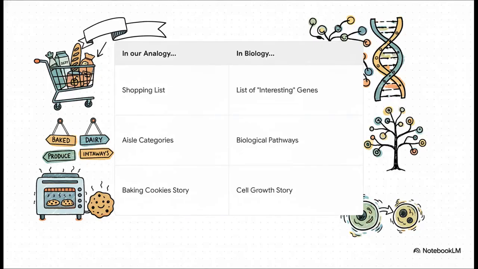So this is the key takeaway right here, the direct translation. Your shopping list, that's your list of interesting genes. The grocery store aisles, like the baking aisle or the dairy aisle, those are the known biological pathways. And the story of baking cookies becomes the biological story, like discovering that your cancer cells have a super active pathway for something like cell growth. This is the game-changing step that takes you from a simple list to a profound insight.